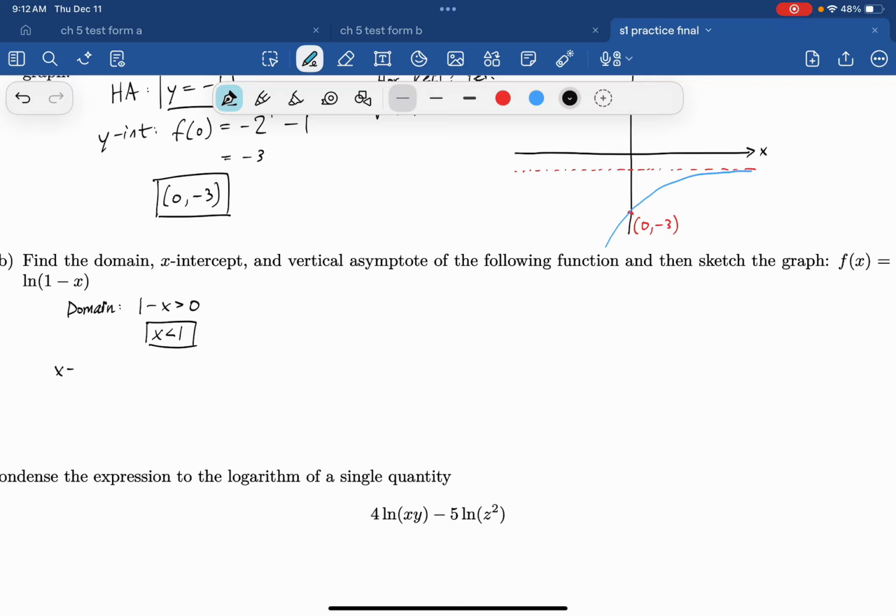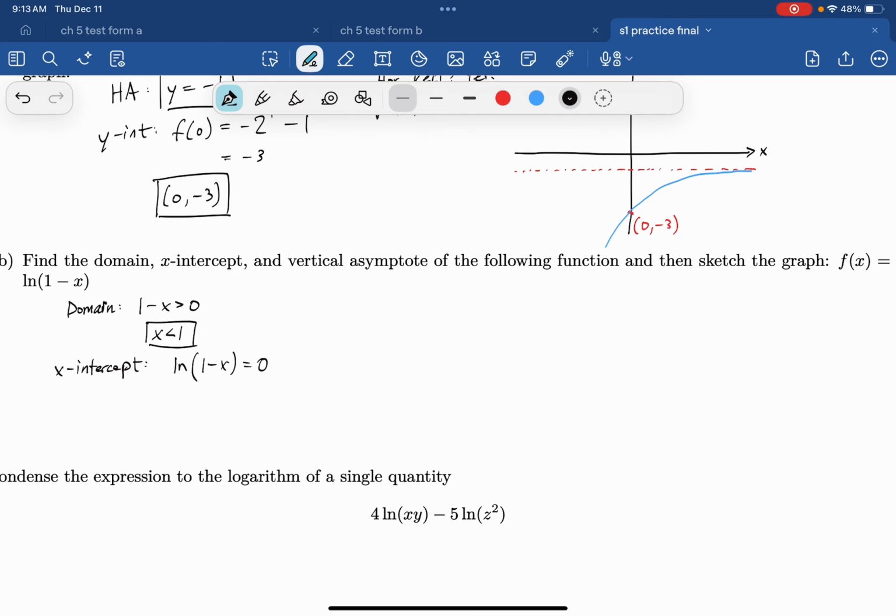The x-intercept is a little tricky sometimes, because what is an x-intercept? An x-intercept is whenever our graph hits the x-axis, which means it's whenever our graph has a y value of 0. So we're asking ourselves which x value will give us an output, or y value, of 0. So we actually have to solve an equation. In this case, we have to solve this equation: ln of 1 minus x equals 0.